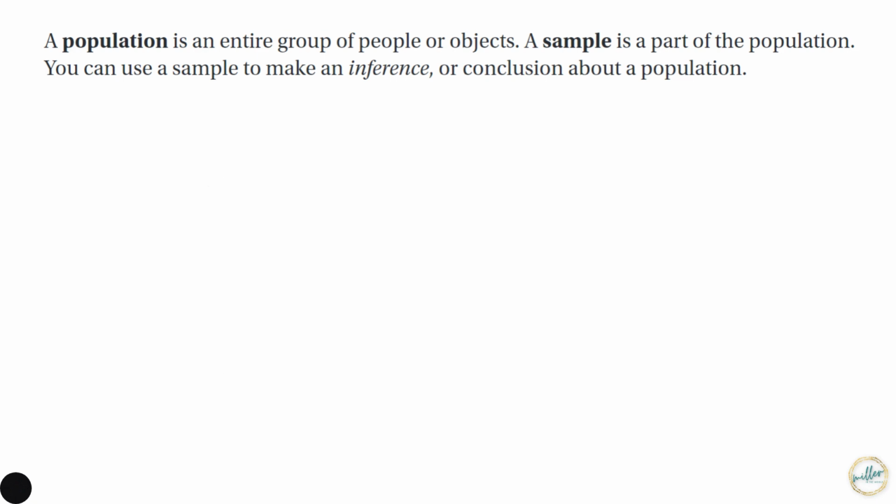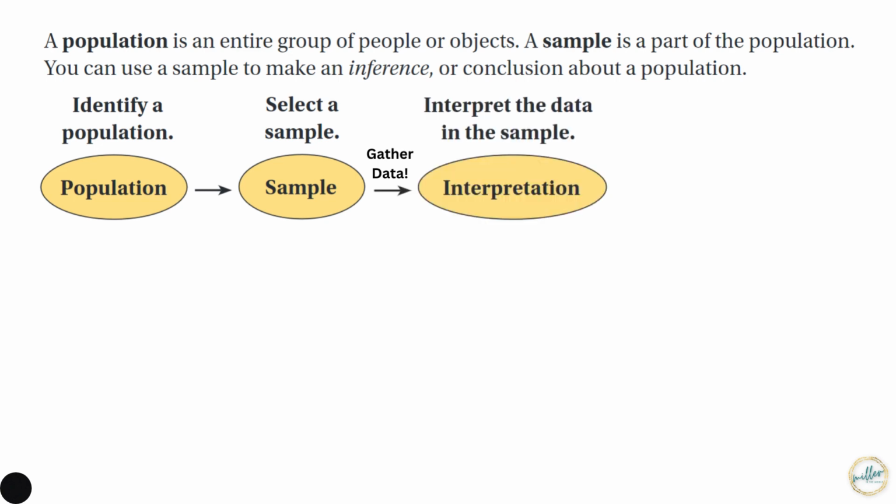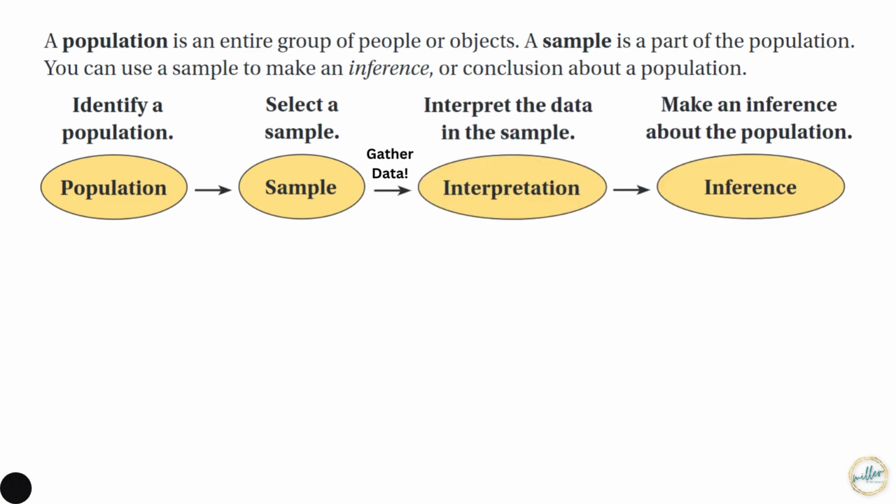Step by step, it looks like this. First, you identify a population that you want to know more about. Then select a sample, which is a part of that population. Then you gather your data by asking survey questions and interpret the data in the sample. Then you can make an inference or a conclusion about your population.